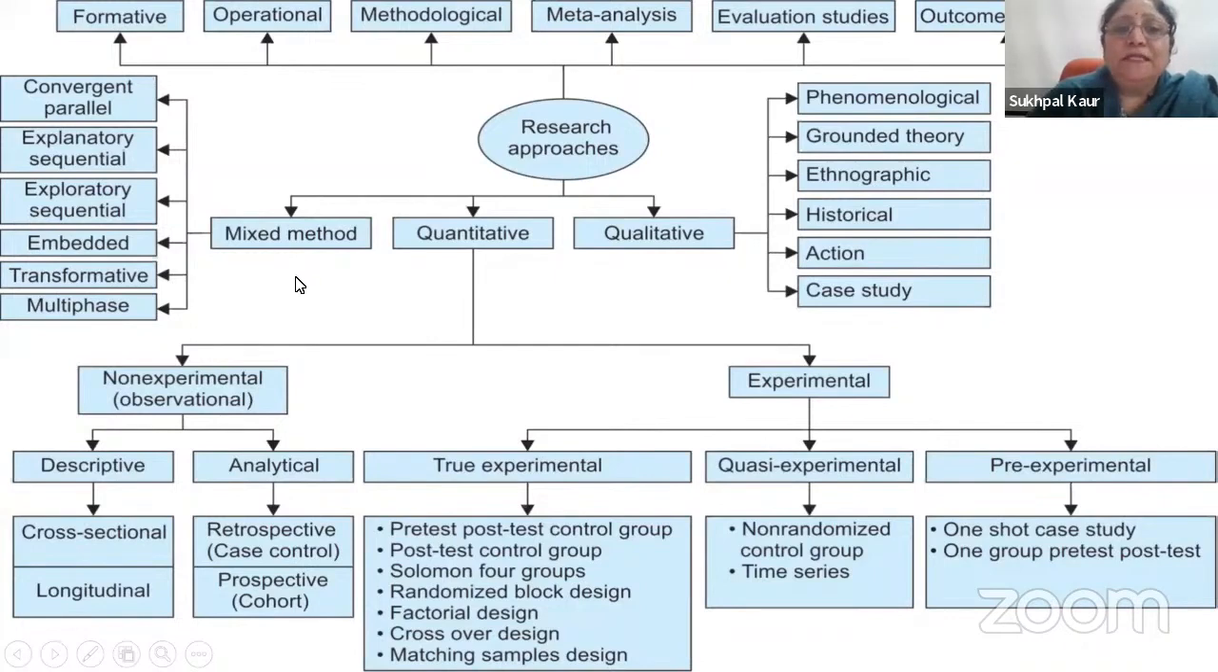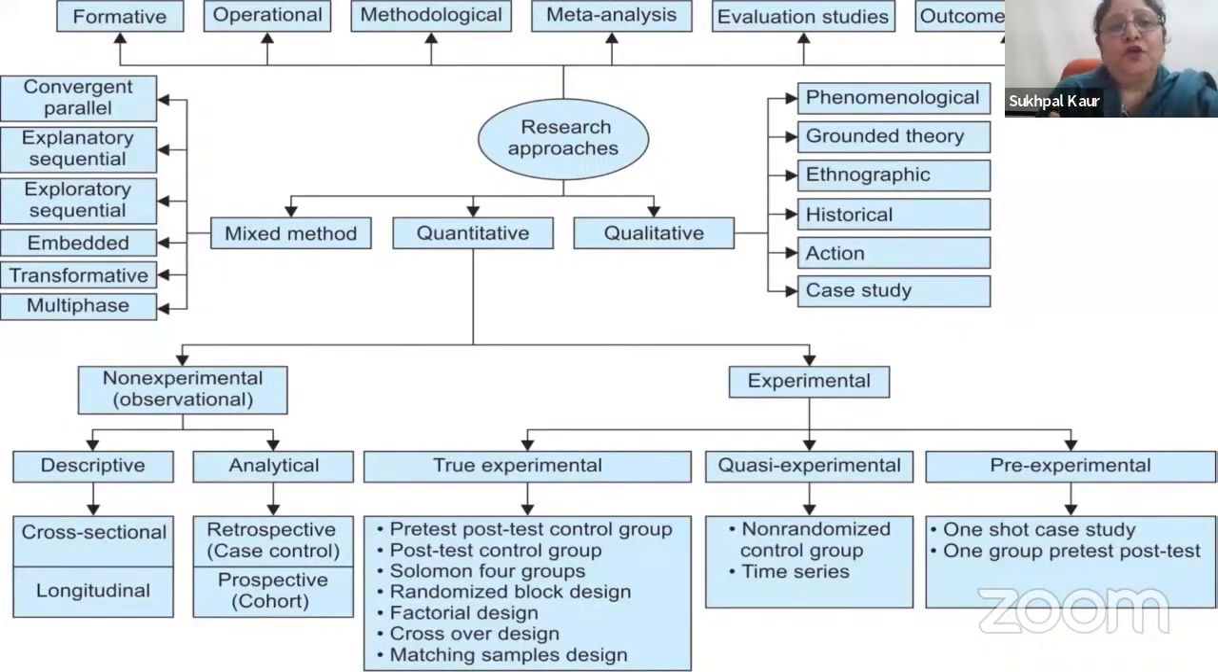Then the third one is the mixed method approach, in which there is the integration of the quantitative and the qualitative research approaches. The various types of mixed method research design include convergent parallel design, explanatory sequential design, exploratory sequential design, embedded design, transformative design, and the multi-phase design. Basically, in mixed method, what we study is why there is a mixing, or integration, of the quantitative and qualitative. It is at the time of data collection and then at the time of data analysis.